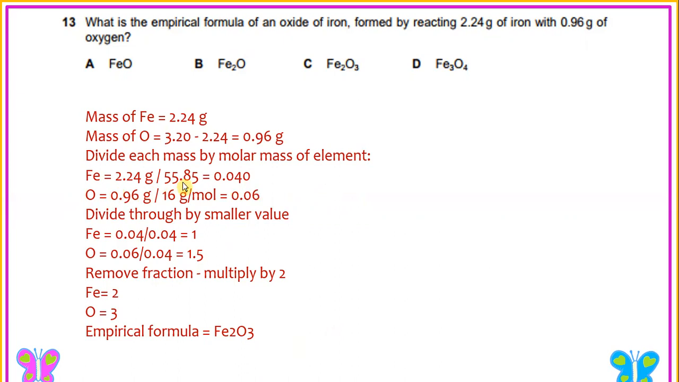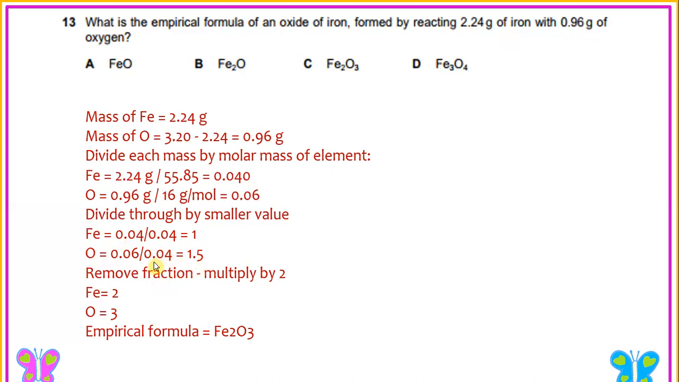For Fe, the molar mass is 55.85. So you get 2.24 divided by 55.85, you get the value of 0.040. On the other hand, for oxygen, the mass of oxygen is 0.96 divided by the molar mass, which is 16. You get the value of 0.06. And then you have to divide through the smaller value. In this case, we have Fe is 0.04, then divide by 0.04, you get 1. When the oxygen 0.06 is divided by 0.04, you get the value of 1.5.